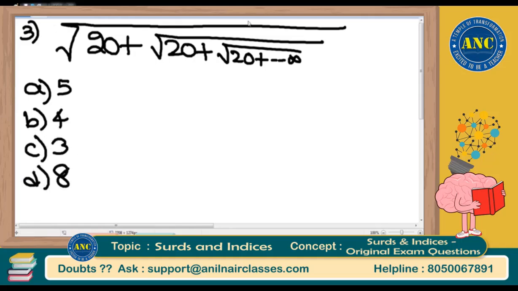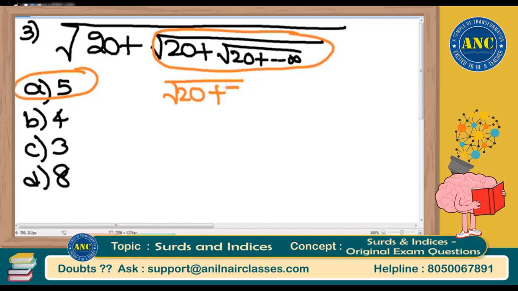Now the same logic I will implement. If I use method 2, this entire thing is nothing but still my question itself. So it is root 20 plus, if I assume my first option 5, root 20 plus 5, it is root 25. I got root 25, but my assumption is 5. Is root 25 equal to 5? Yes, it is equal to 5. Therefore, that is the right answer.